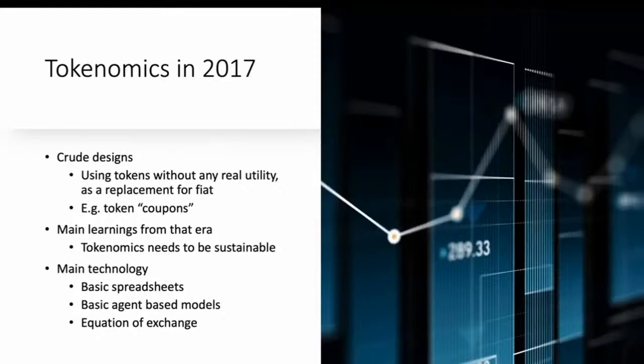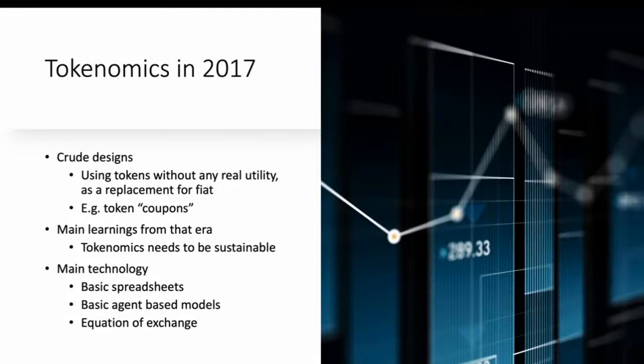Back then, tokenomics was a bit crude, for lack of a better word. There were many tokens without any real utility as a replacement for fiat. So tokens were like coupons. And obviously, many of those models just died. One of the main learnings from that era, which obviously carries on to this era, is that tokenomics needs to be sustainable. Any design needs to be sustainable.